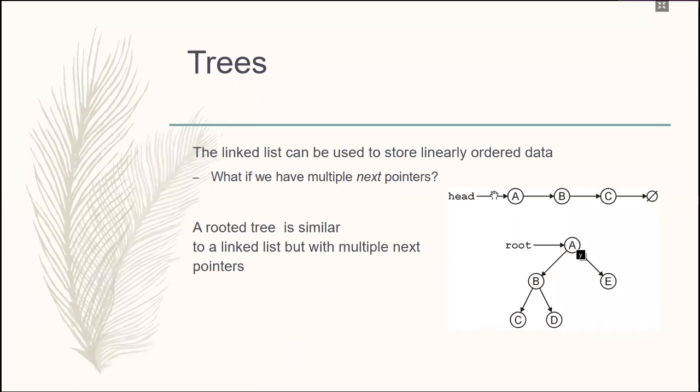Normally in a linked list, as you can see, A points to B, B points to C, C points to null. So what is null? When a linked list has no other elements, it is null. And head means the start of the linked list. In the tree, we start with A, which points to B, and at the same time, it points to E. B points to C and B points to D. So a rooted tree is similar to a linked list because it also points to some values, but with multiple next pointers. That means it can point to multiple values.